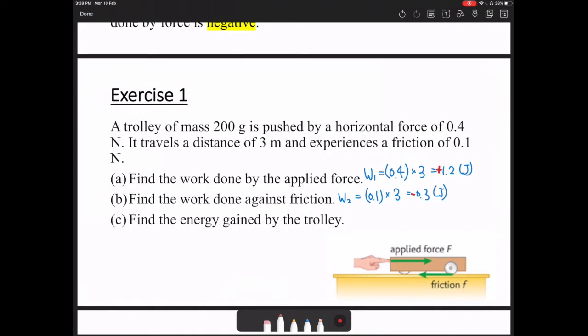What does that mean? That means the energy of the trolley is taken out, and the energy is given to the ground. Therefore, the energy gained by the trolley will be W1 plus W2. That would be positive 1.2 plus bracket negative 0.3. So that would be 0.9 joule. That means the energy gained by the trolley is 0.9 joule.